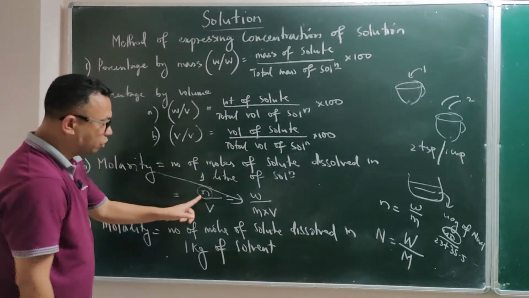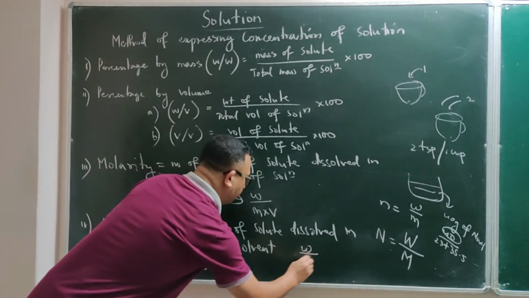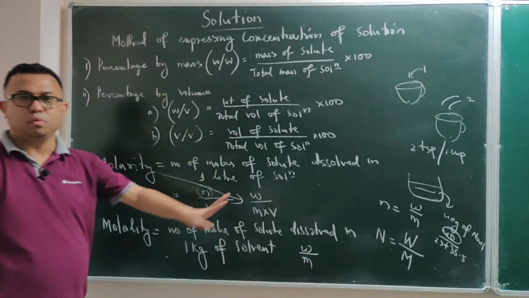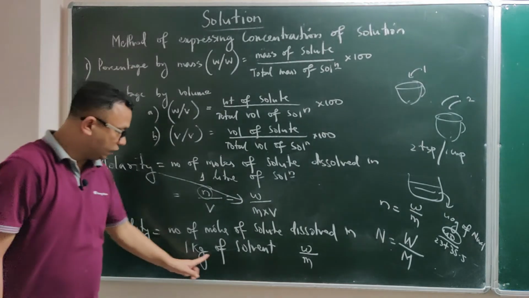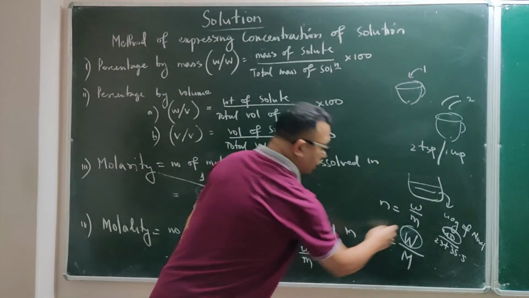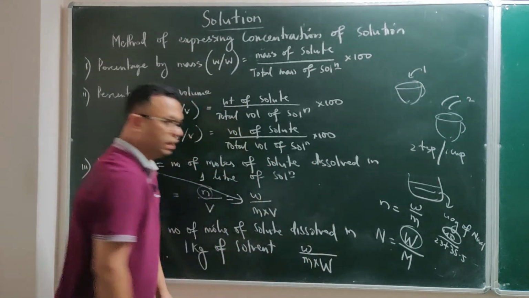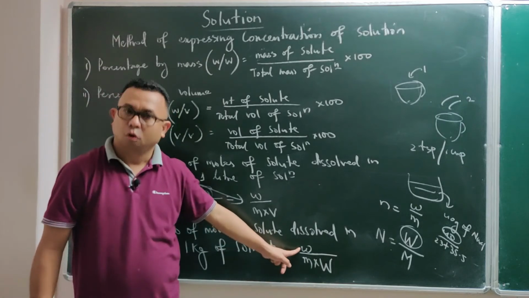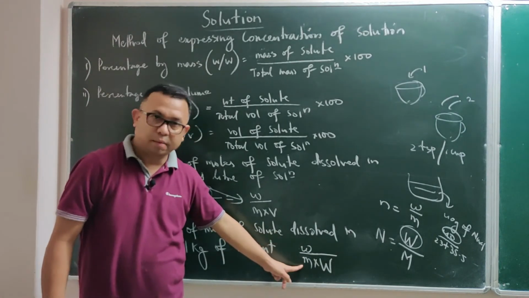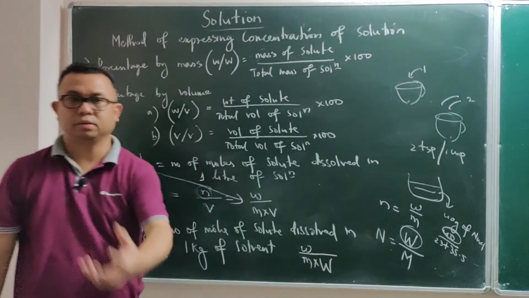But then since I am going to replace n with small w by m, let me write down here: small w by m is what is going to give you the number of moles of the solute. And I have to express it in terms of the weight of the solvent, and the weight of the solvent is capital W. That is why I'll multiply this with capital W. So see the symbols that I'm going to use: small w, weight of the solute; small m, molecular mass of the solute; capital W, mass of the solvent.